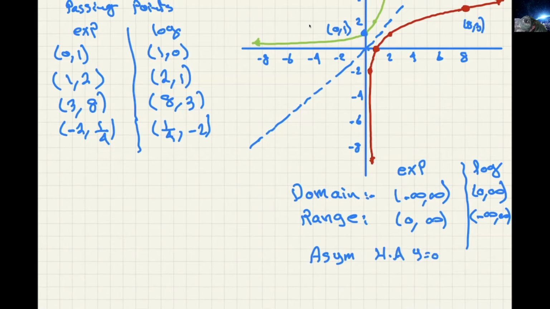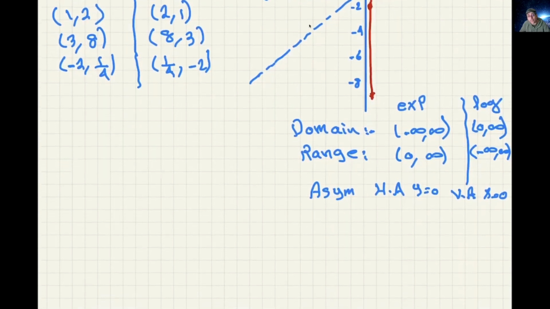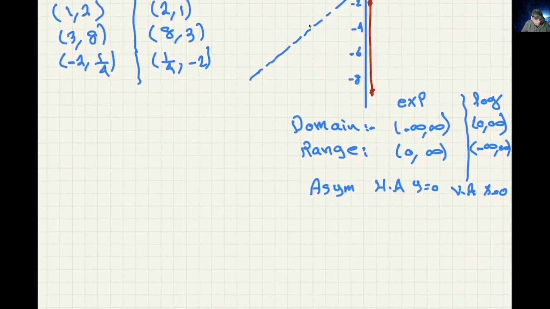Here for the log, guess what? Look at the log here. So here is a horizontal asymptote for the exponential function. It doesn't touch y equals 0. But here, look at the log function. It doesn't touch what? The vertical asymptote, which is x equals 0.